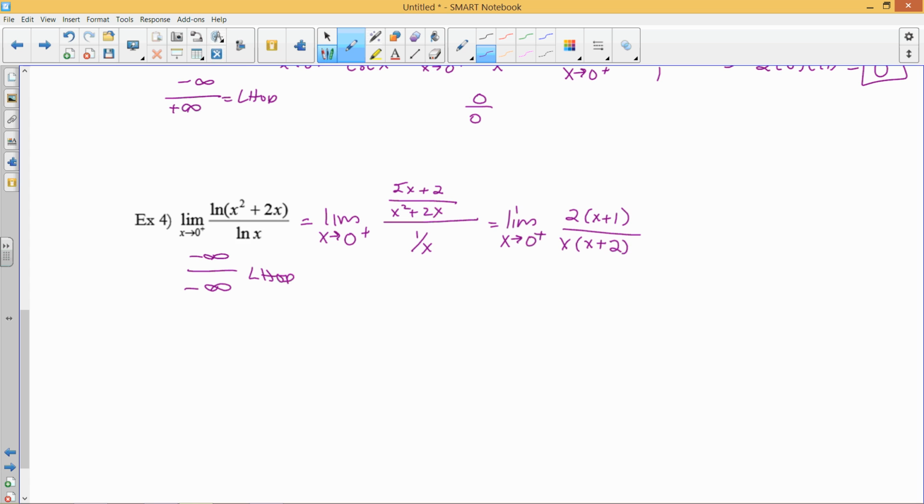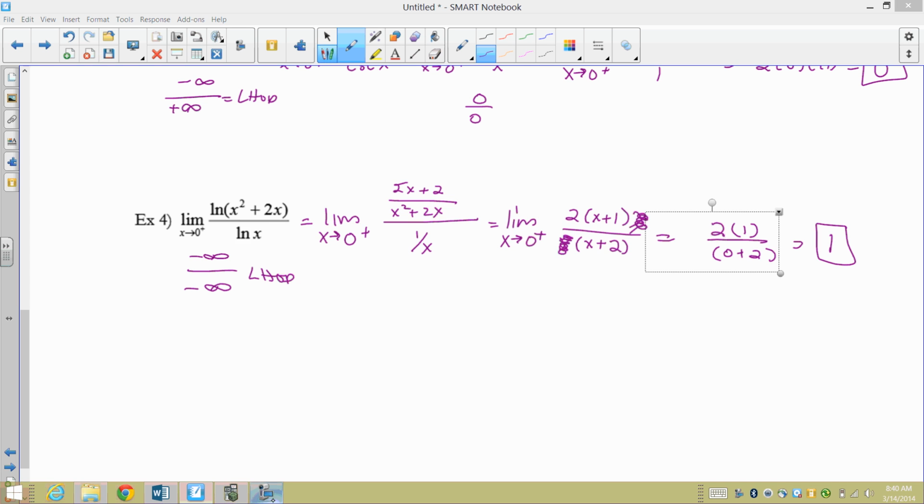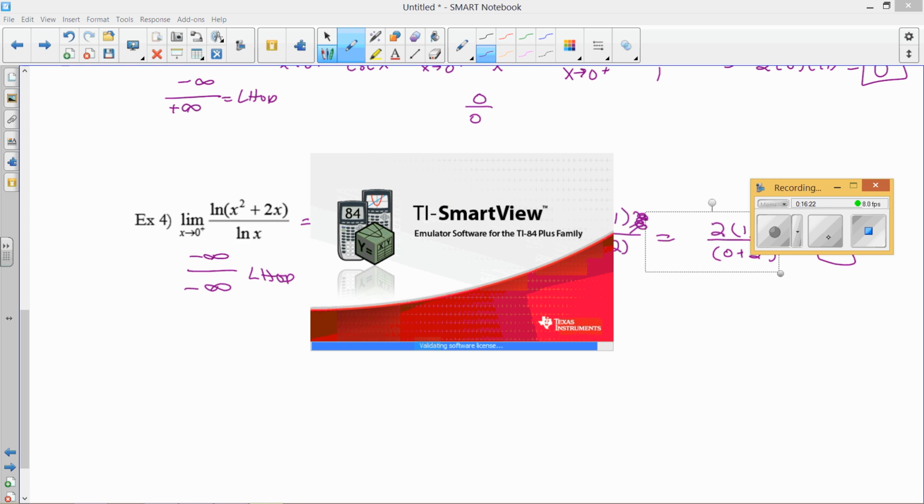And this 1 over x on the bottom really pulls an x up on top here. So these x's are going to cancel. And so if I take the limit as x approaches 0 of the remaining stuff, I'm going to have 2 times 1 over 0 plus 2, which is 2 over 2, which is 1. And there's my limit. All right, I'm going to stop here. There are 2 more cases to come, but I am going to put those in the next session.